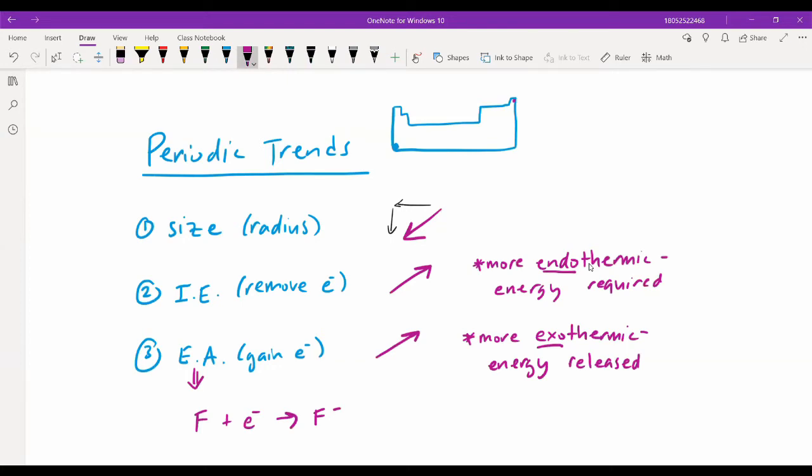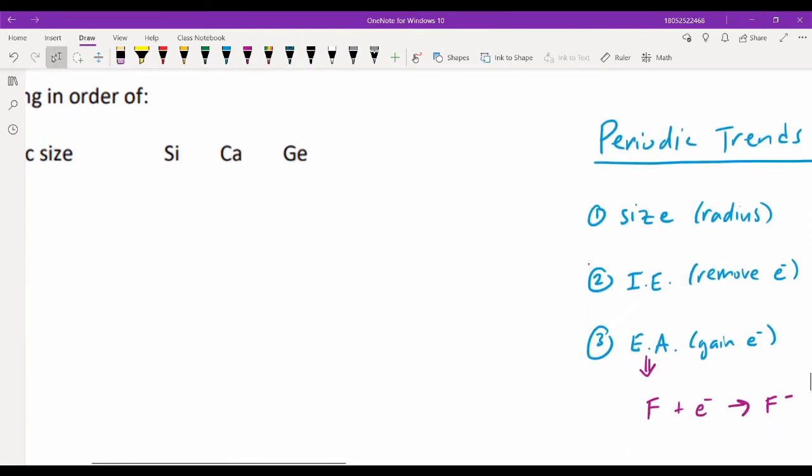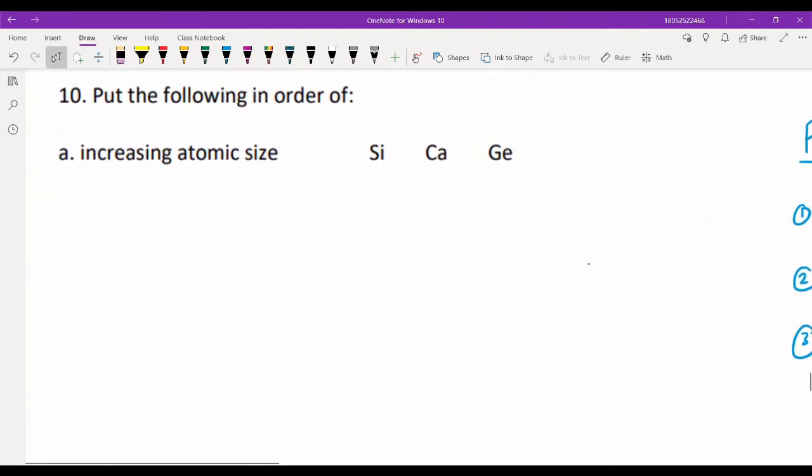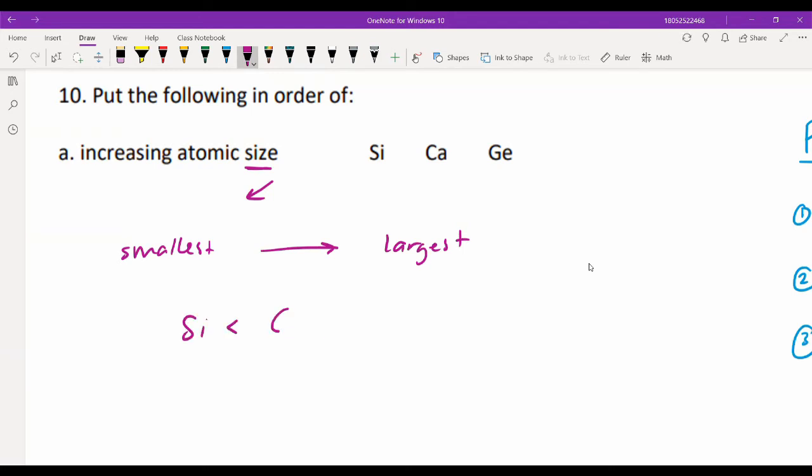But in these problems, we're primarily trying to use these trends to predict things or put things in order. So we want to put them in order of increasing size or radius. We want to find the three elements we're concerned with on the periodic table. And remember, we can use our size arrow going that way. So if we went from smallest to largest, it should go silicon first, and then germanium, and then to the left, calcium.